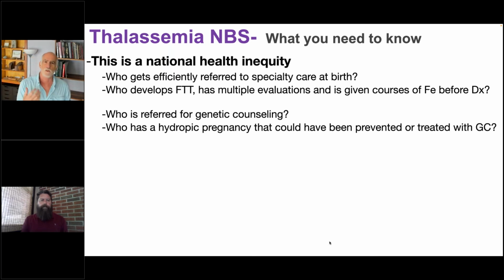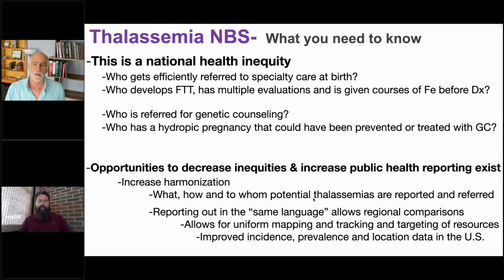Who gets efficiently referred to specialty care at birth, and what infants develop failure to thrive, have multiple evaluations, given courses of iron before a diagnosis is made. What family is referred for genetic counseling, and who ends up having a hydropic pregnancy that could have been prevented or treated if there was adequate genetic counseling beforehand. And so there's opportunities to decrease these inequities and increase public health information.